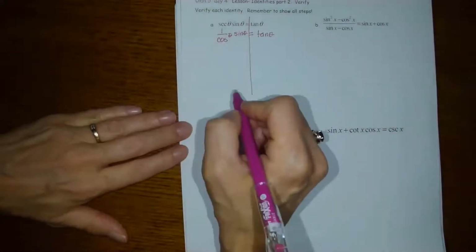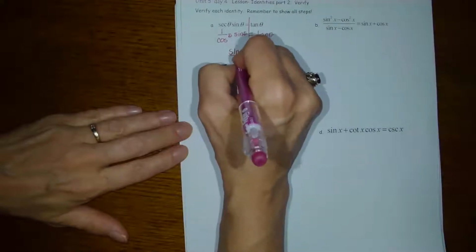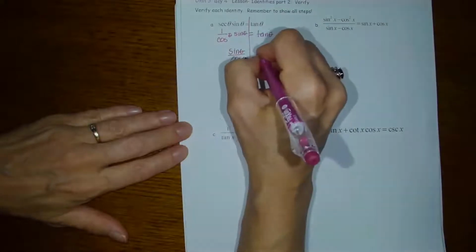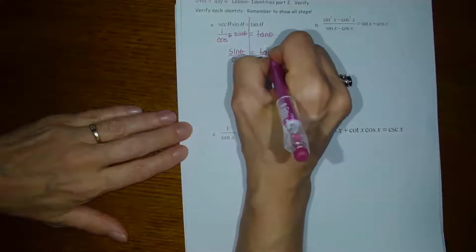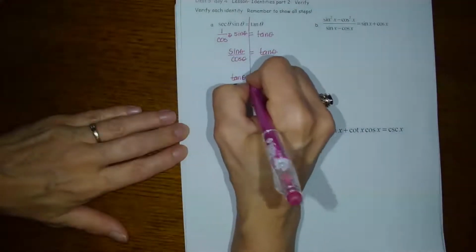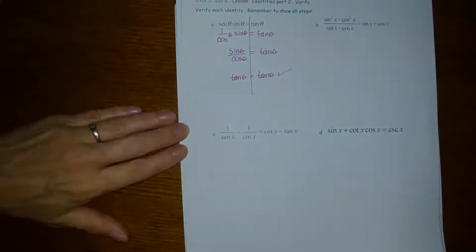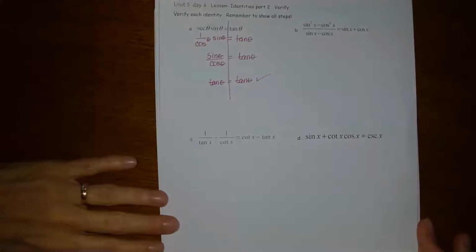Now, what's 1 over cosine times sine? It's sine over cosine. And what is sine over cosine? Tangent. And that's your goal, to make them look exactly the same. So you're manipulating the left side to look like the right side.